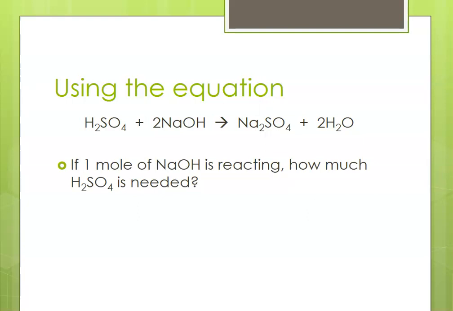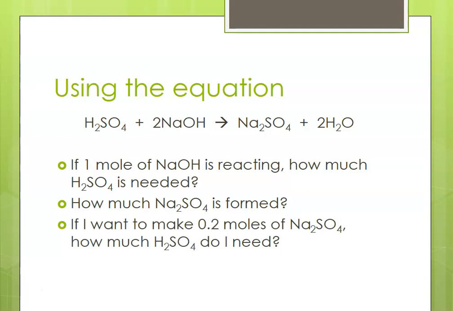So if we have 1 mole of sodium hydroxide, remember if you look at that ratio, you've got twice as much sodium hydroxide as you have sulfuric acid. So if we've got 1 mole of sodium hydroxide, then we must have half a mole of sulfuric acid that reacts with it. Similarly, if you compare sodium hydroxide to sodium sulfate, you can see that there's 2 sodium hydroxides to 1 sodium sulfate, half as much sodium sulfate. Therefore, if we've got 1 mole of sodium hydroxide, we're going to have half a mole of sodium sulfate.